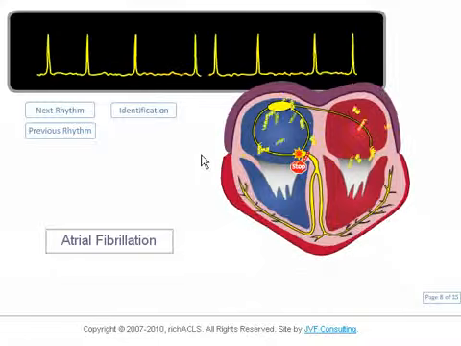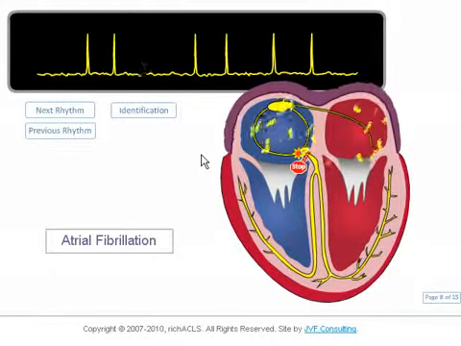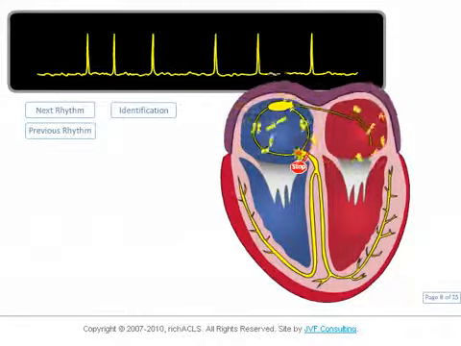Two unique characteristics of this rhythm are irregular R-to-R intervals and a wavy baseline from fibrillatory waves.